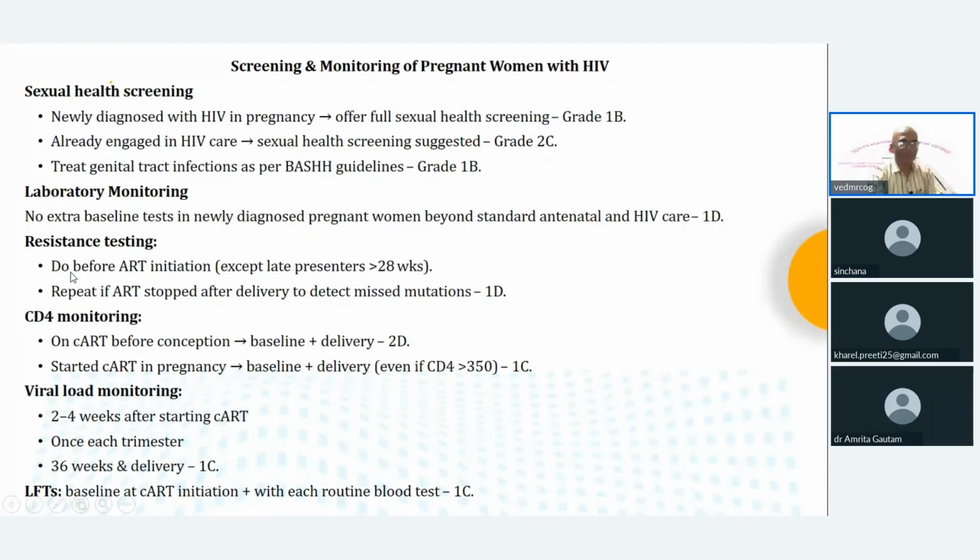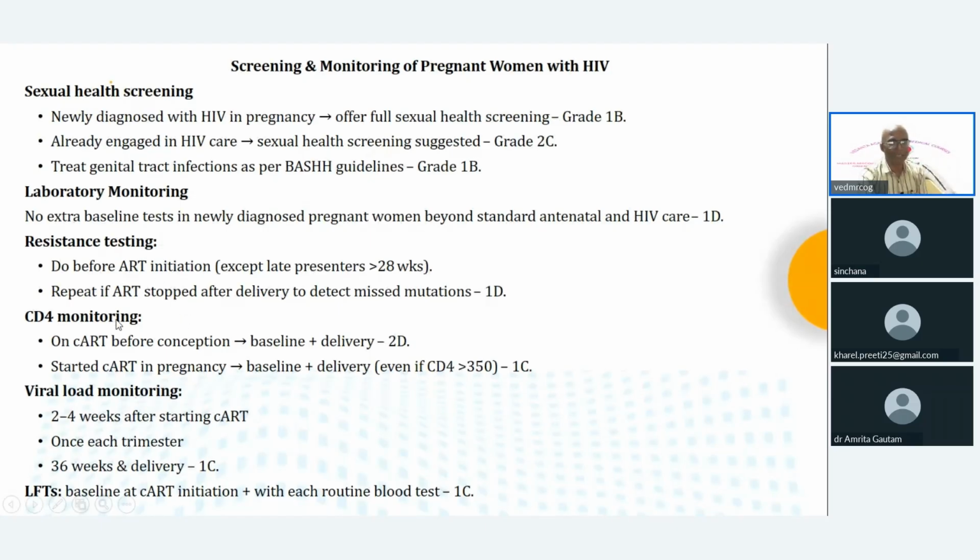Resistance testing is done before ART initiation, except in patients who are presenting late, that is, presenting after 28 weeks. Then the resistance testing is not done. But if you are starting in the early trimester, then do the resistance testing. Repeat if ART is stopped after delivery to detect missed mutations.